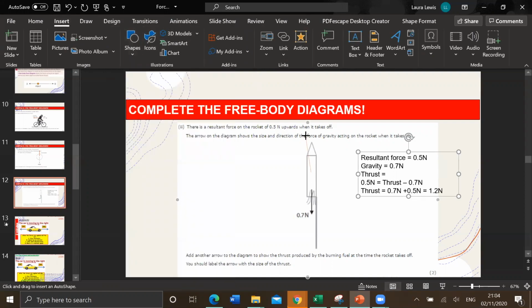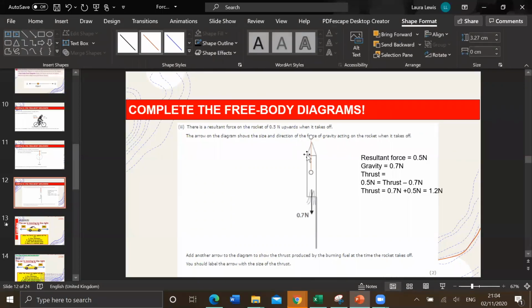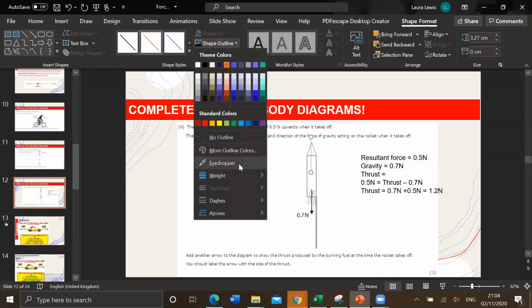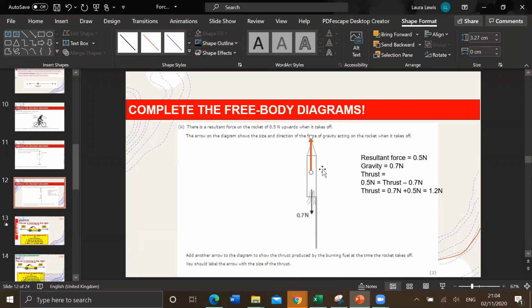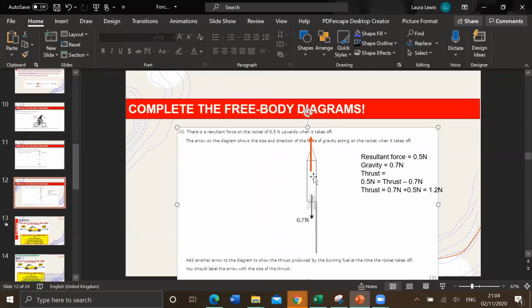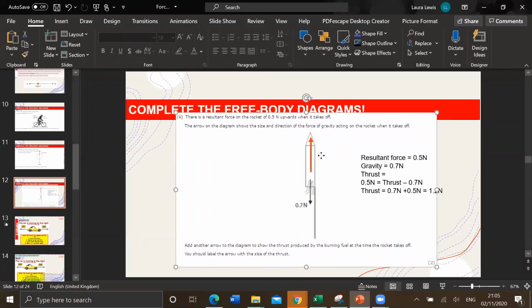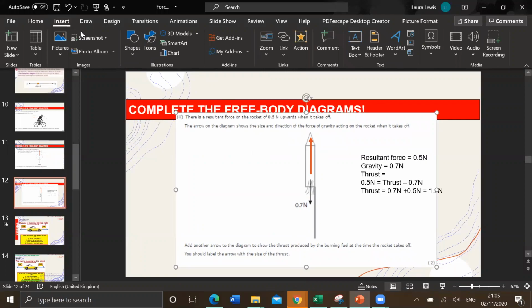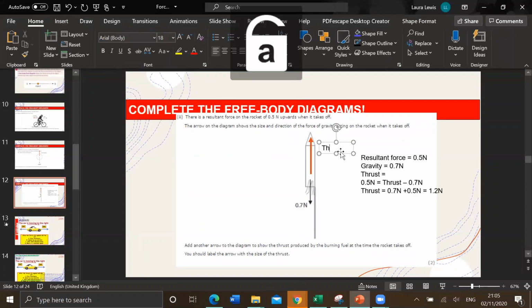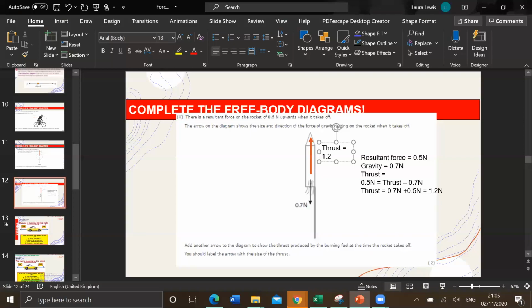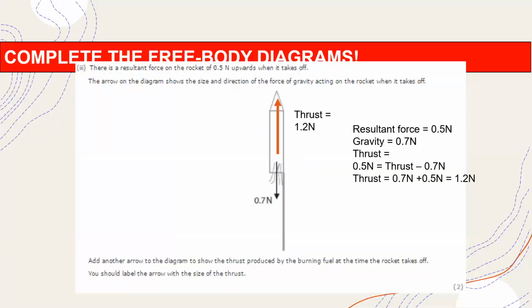When we draw that on, let's make it nice and thick, and a little bit longer than the original, because it's bigger than that one. That's why we're doing that. Into that text box again: thrust, 1.2 newtons. Right, let's see who answers that question. Let's present again.